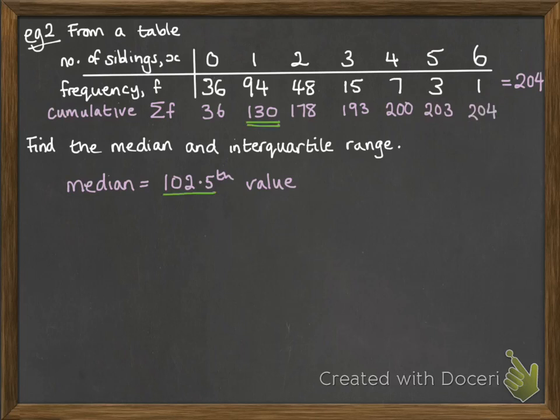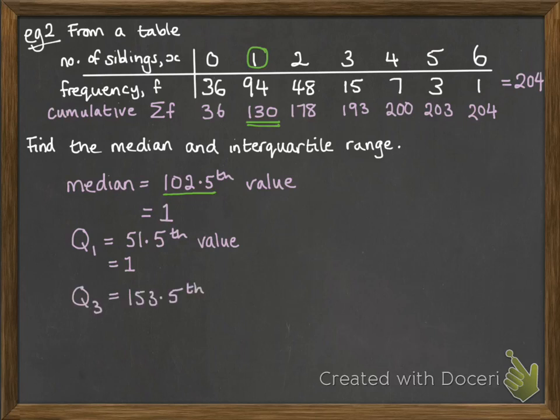So that 102.5 person happens before 130 but after 36. So it must be in that group of 1s there. So our median will be 1. Do a similar thing with the lower quartile. We take out that value, we've got 102 below it, so the median of that would be 51.5, that position. So if we're looking for the 51.5 person, that will also be in that same category. So it's after 36 people but before 130, so that will still be in category 1.